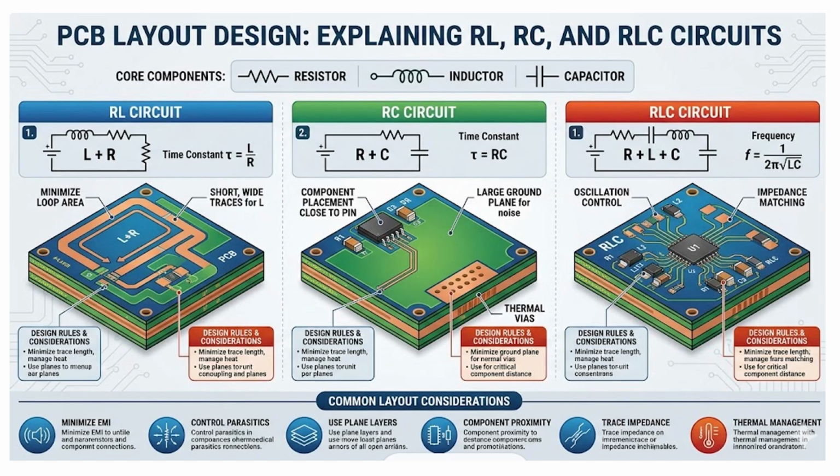So here is the PCB layout design explaining some RL, RC and RLC circuits. So these are the examples. Here is the RL circuit. You can see here we are going to fix the R and L type of components, and in order to minimize the trace length, we will keep them closer to each other. Likewise, you can see the RC type of circuits, we are going to mount it here, and RLC type of circuits.